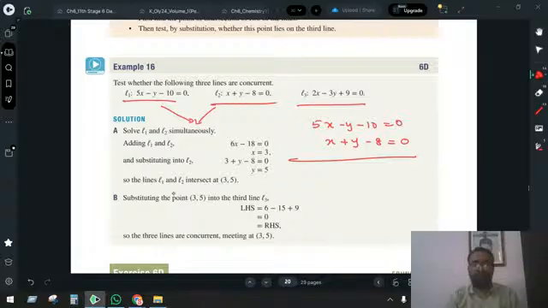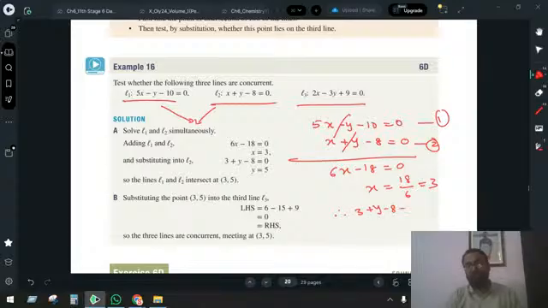I'm adding these two lines. Cancellation. 6x minus 18 equals 0. x equals 18 by 6 equals 3. And when you substitute 3 in any one of the equations as x, I am substituting in equation 2: 3 plus y minus 8 equals 0, y minus 5 equals 0, y equals 5. The point will be (3, 5).